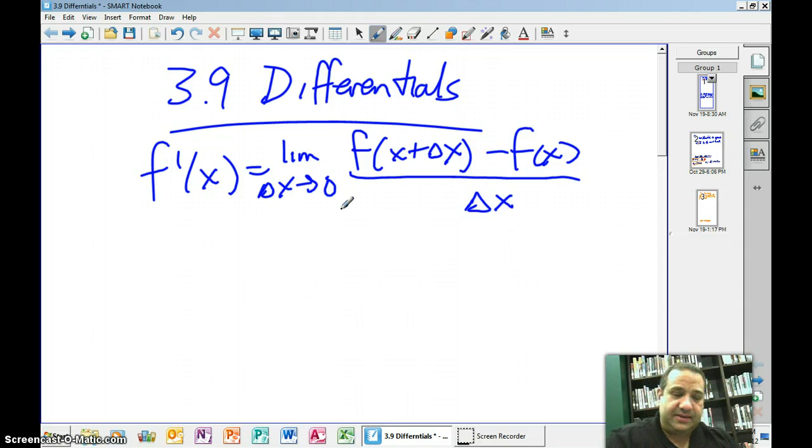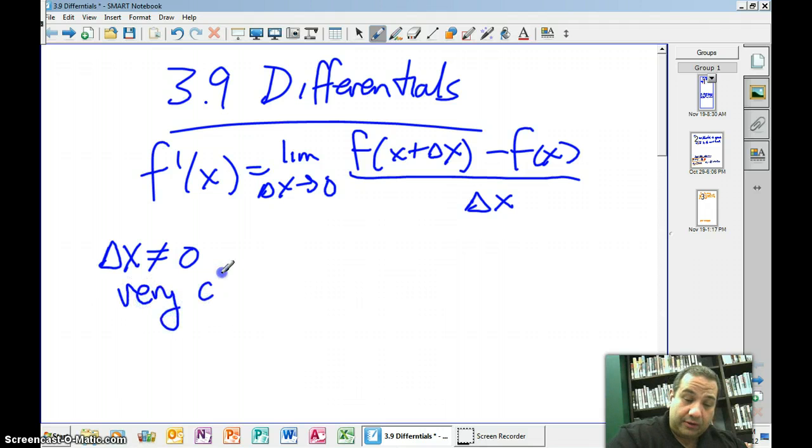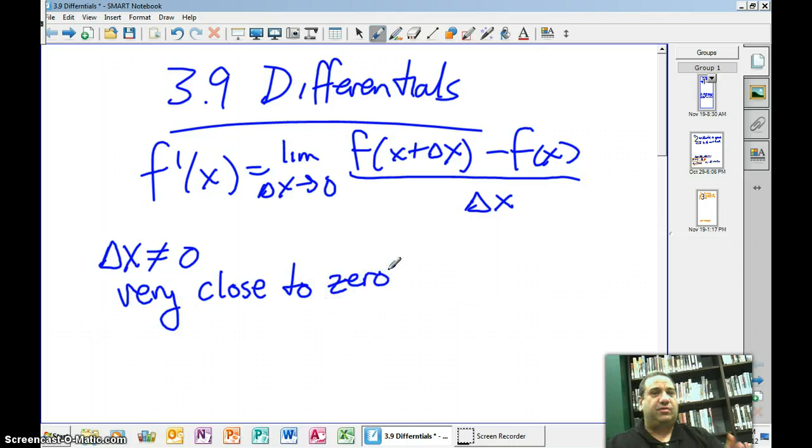So this delta x really never equals 0, like a misnomer, okay? However, it's very, very close to 0, all right? So it's the difference between theoretical and actual. In theory, it never really gets to 0 at all. But actually, we make it like it almost is 0.